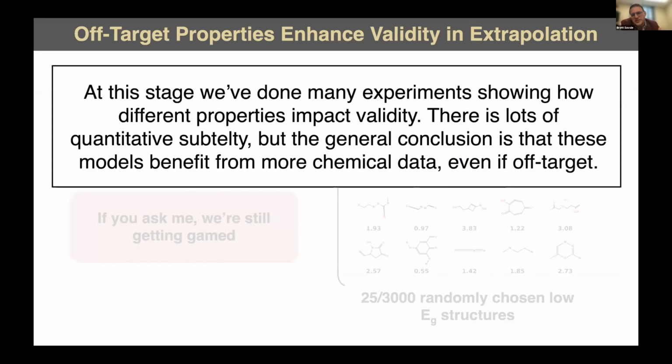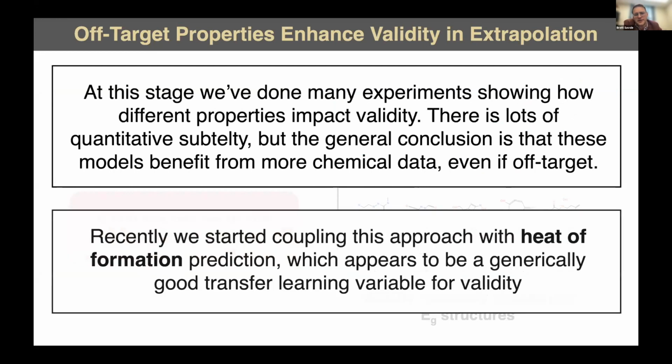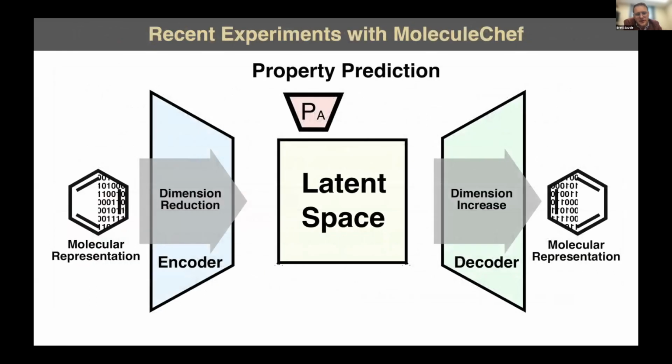So we've done a bunch of these experiments showing how different properties impact validity, and there's lots of quantitative details associated with that. But the general conclusion is that these models do benefit from learning more chemical properties, even if it's off target. We also have recently started coupling this with heat of formation, and heat of formation seems to be a generically very good transfer learning variable for validity. So in just a couple minutes here, I just want to talk about some work that's unpublished and where we're heading with this.